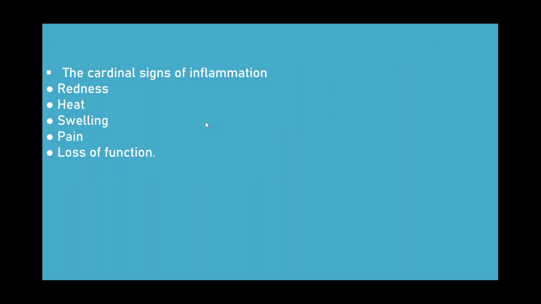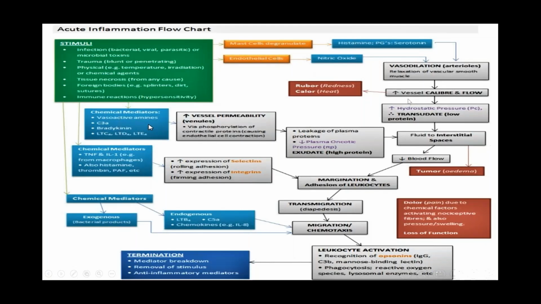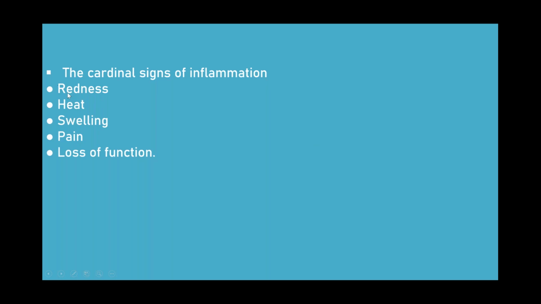What about the cardinal signs of inflammation? The cardinal signs are redness and heat. Here we said there is increase in vessel caliber and flow, leading to redness and heat. There may also be edema, leading to swelling. If there is pressure on the peripheral nerve, it may lead to pain, and all of this finally leads to loss of function. So this is about the cardinal signs of inflammation.